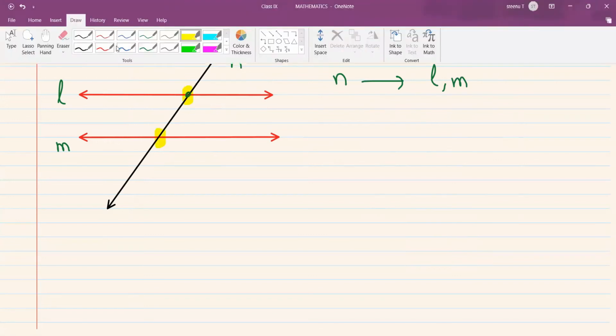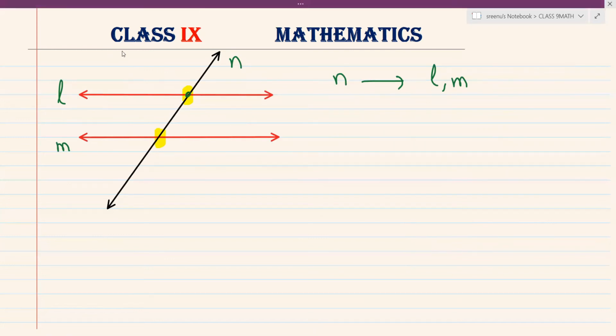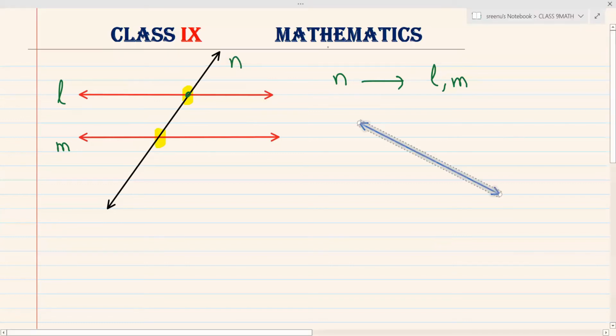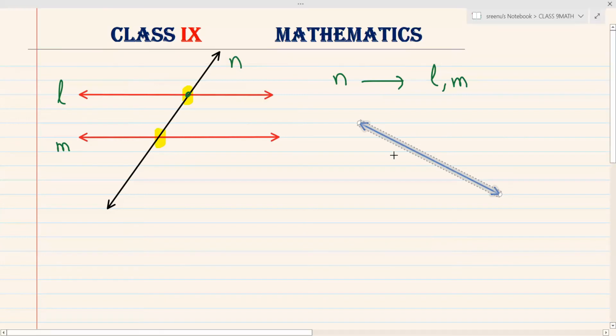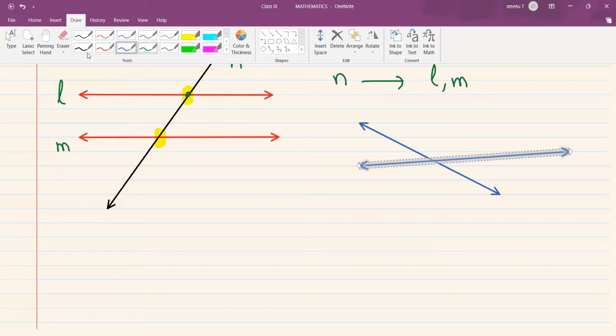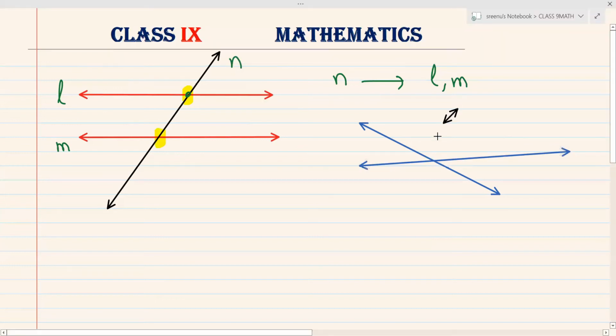Suppose I draw the same diagram like this, one line, then there are two lines. Now one more line I'm drawing like this. I have drawn like this.